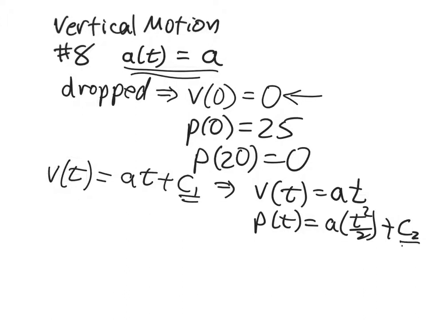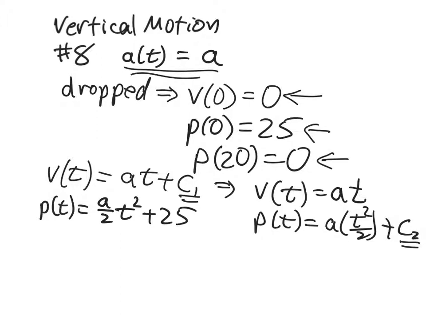Well, what's this constant going to be? 25. Okay, that's our initial position. So our specific position function, let's say a over 2 t squared plus 25. And now we can use p of 20 equals 0.